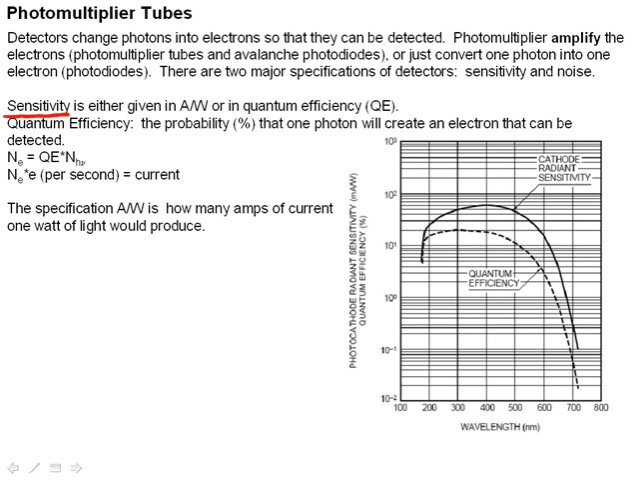And the quantum efficiency is the probability that a photon can create an electron, which will then get amplified and will be detected. And the specification of amps per watt is how many amps of current you get out of this thing for 1 watt of light. And the curves of this are shown here.